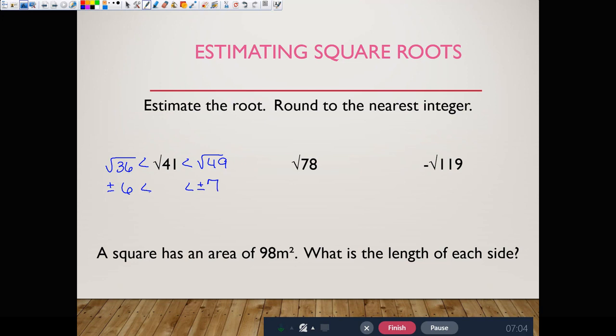How many away is 36 to 41? 5. How many away is 41 to 49? 8. So it's closer to 6. So if I was rounding this to the nearest integer, it would be plus or minus 6, because it's closer to 6. Okay, what two square roots is 78 in between?